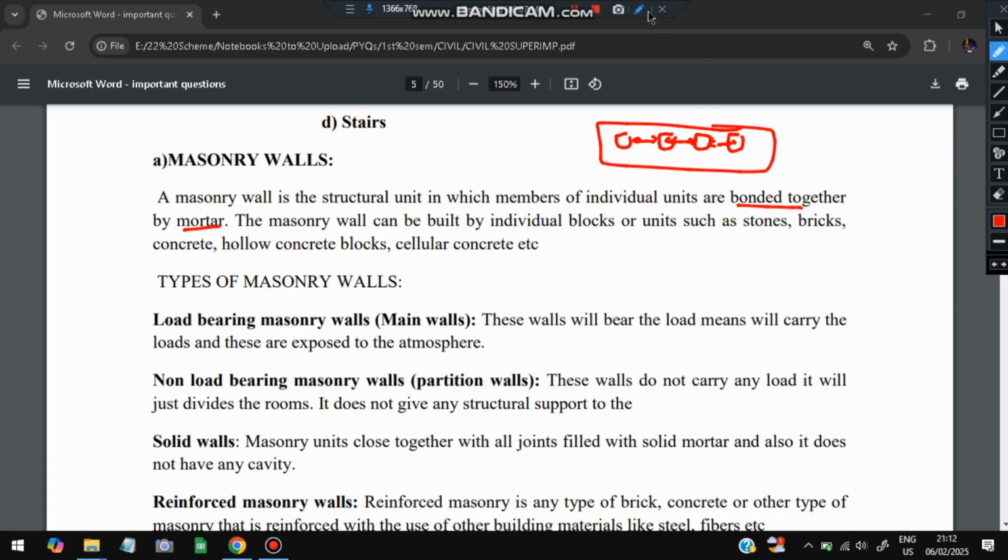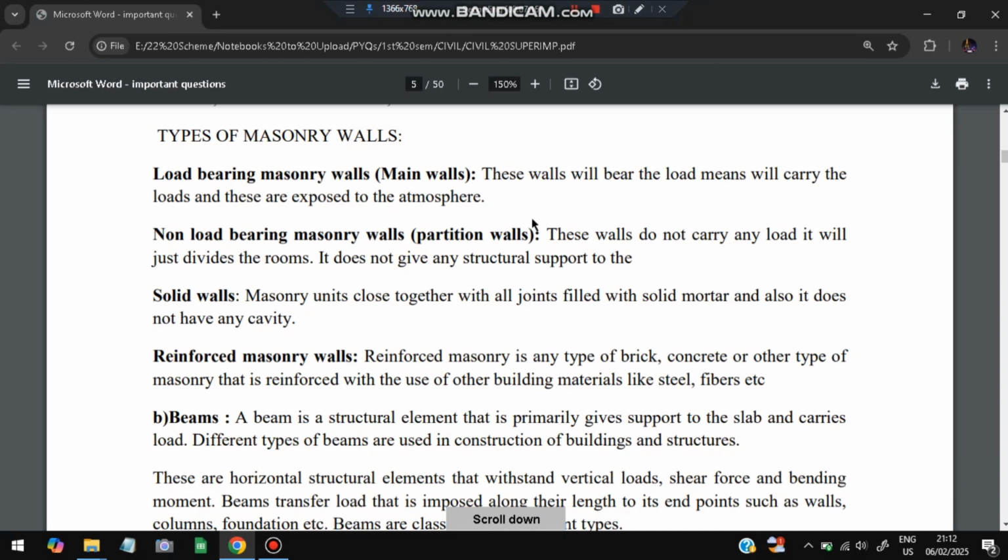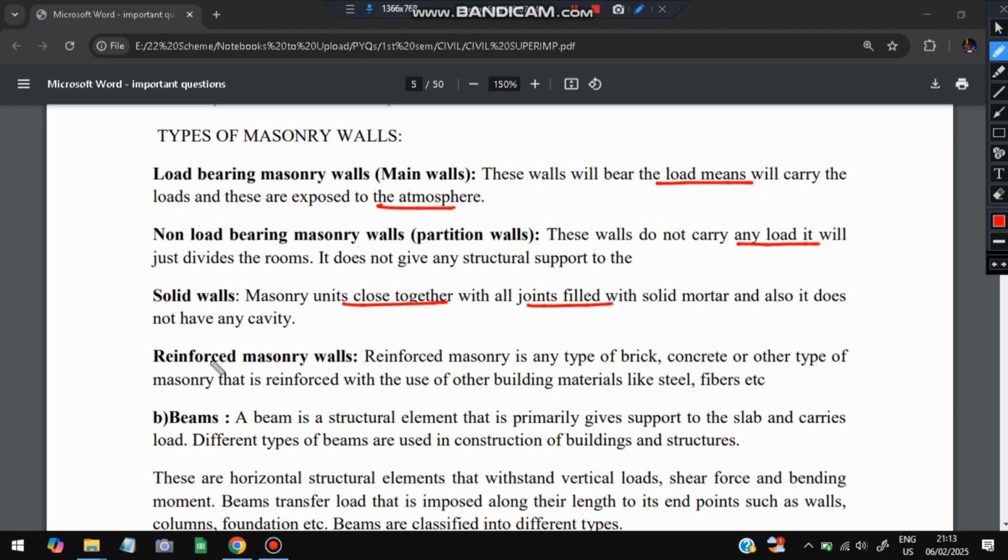There are different types of masonry walls. First is the load bearing masonry wall. These carry the loads and are exposed to the atmosphere. Non-load bearing walls are the partition walls. They do not carry any load, they just divide the rooms. Solid walls have masonry units close together with all joints filled with solid mortar. Reinforced walls are made of any type of brick that is reinforced with other building material like steel and fibers. In between, steel and fibers will be there to hold the bricks together.